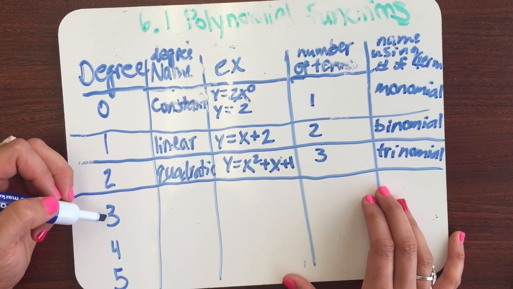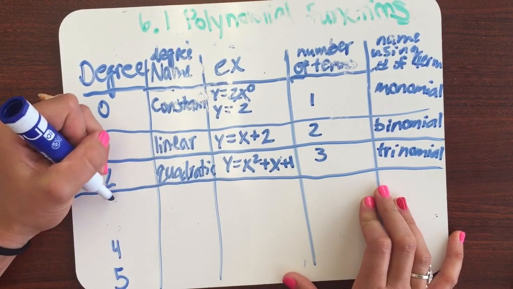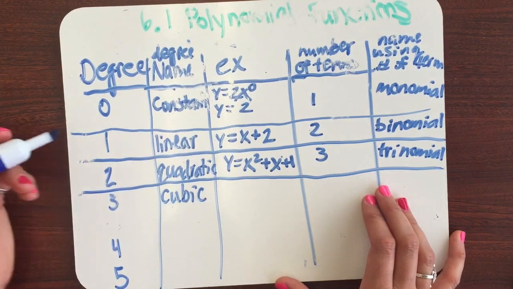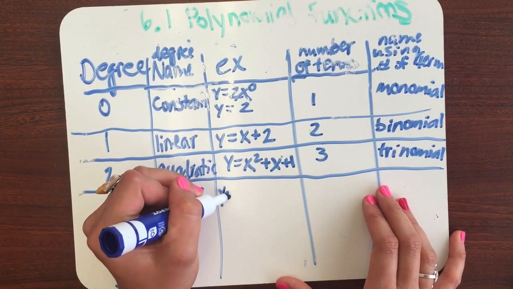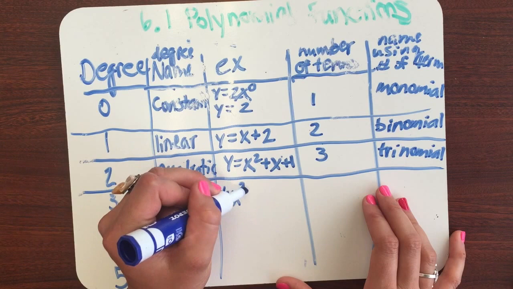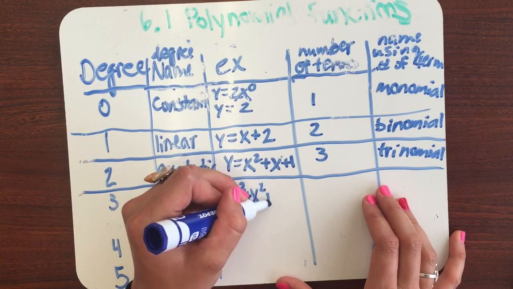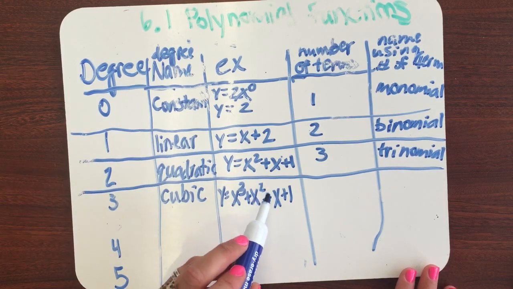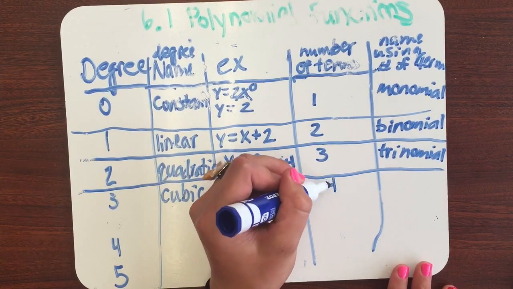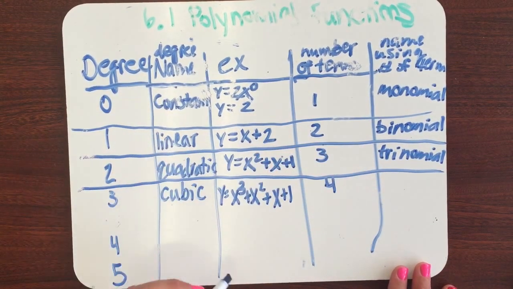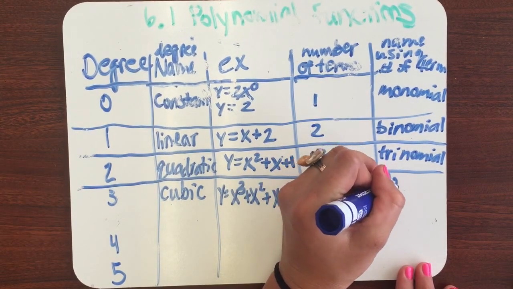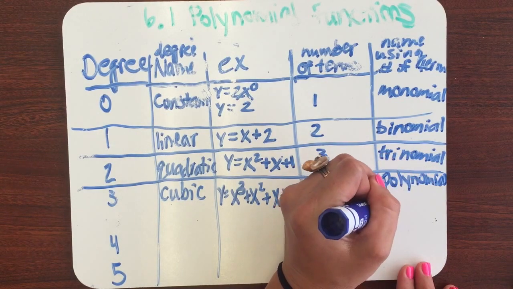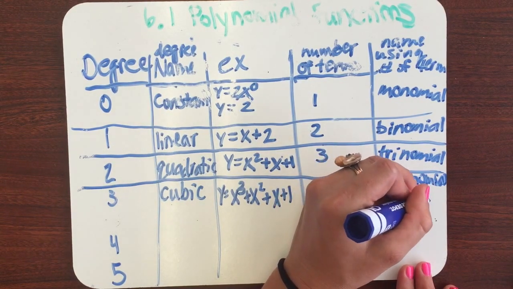If it has a degree of 3, then we call that a cubic. For example, we can say y equals x cubed plus x squared plus x plus 1. That has 1, 2, 3, 4 terms. And then after trinomial, we just call this a polynomial with 4 terms.